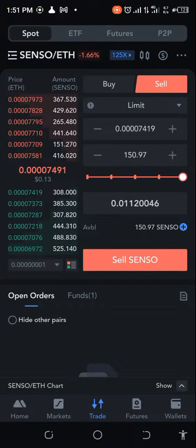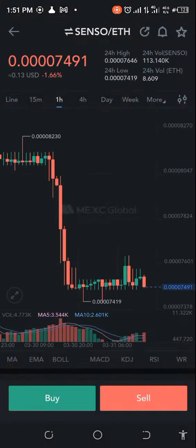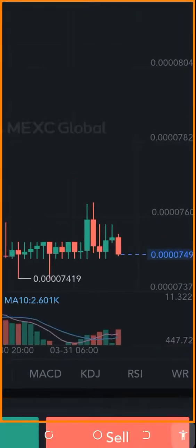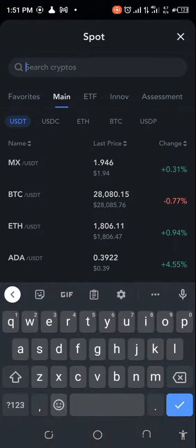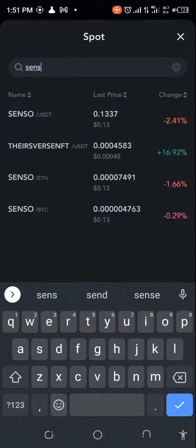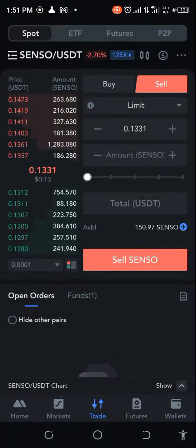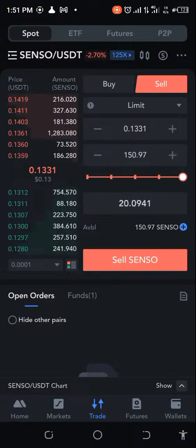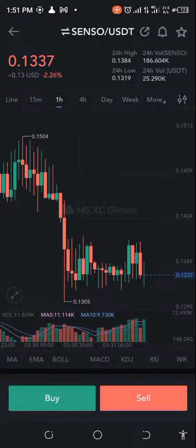Okay, it was initially higher because I saw that it had a good spike, and then all of a sudden, oh, now it's coming down. No. So if I go back to my Senso USDT, okay, one or two things could happen. If I try to sell back to USDT, let's see. It's really gone low. What's going on here? Okay, it's really, really low.